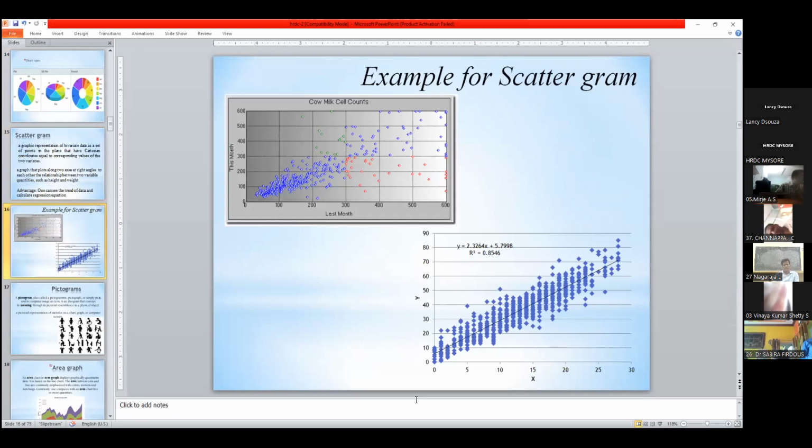Yes, sir. Now through the scatter plot in Excel, in the Excel sheet, you can derive this, and you get an equation. In the present one, y is equal to 3.264x plus 5.7998. But down there is an r square. If you take the square root of it, you get r. You get the correlation. It's very simple.